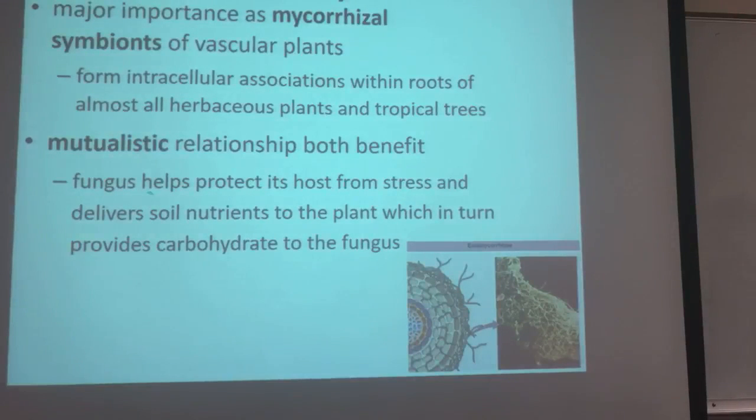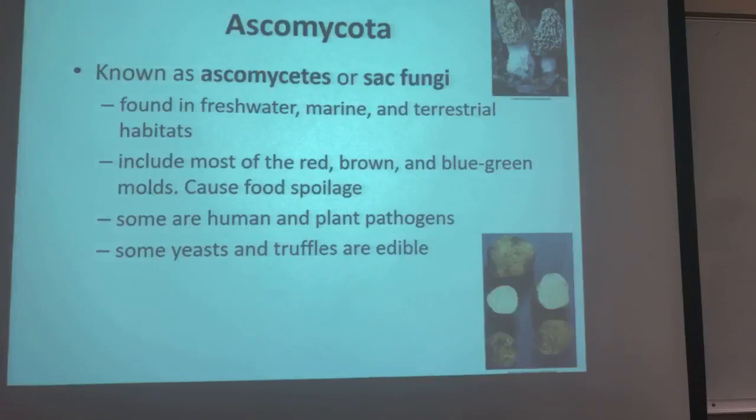Glomeromycota, what do you need to know about these? The main thing to know about these is that they are mycorrhizal symbionts. What does that mean? They grow in a mutualistic symbiotic relationship with plants, plant roots. So that's the important thing to know about them. The Ascomycota, what's the important thing to know here? First of all, that they're called the sac fungi because their spores develop in a sac, right? And that includes truffles, yeasts, okay, things like that.